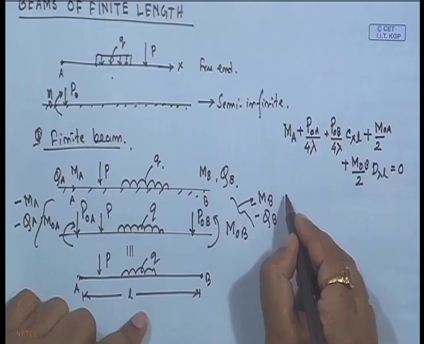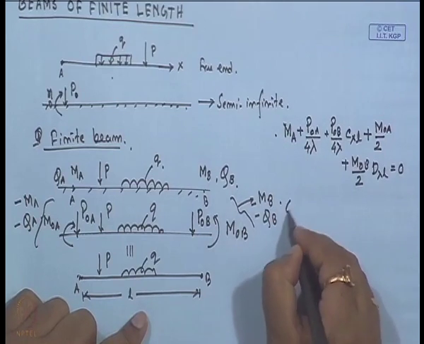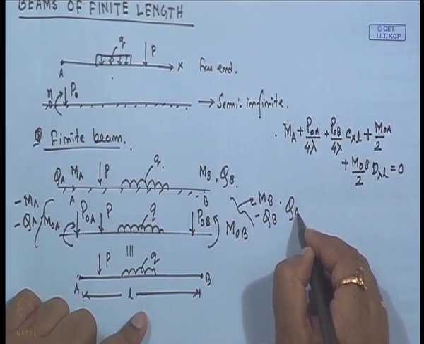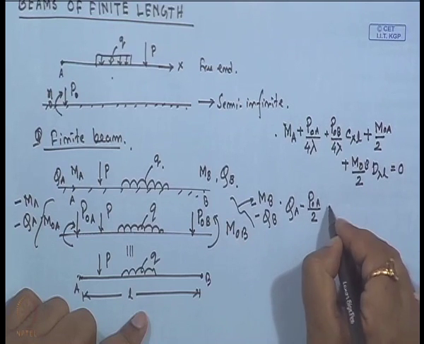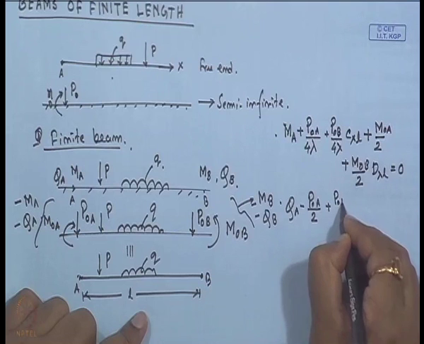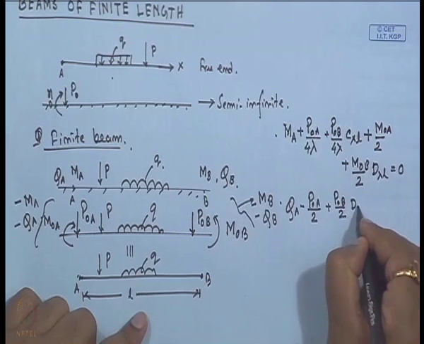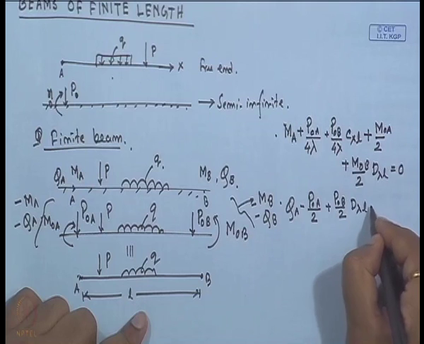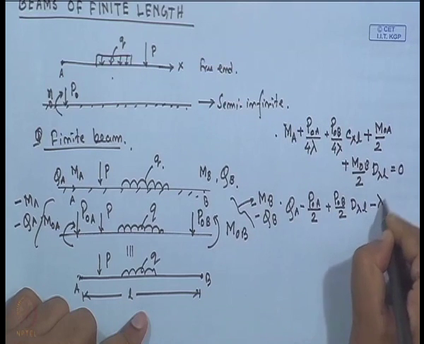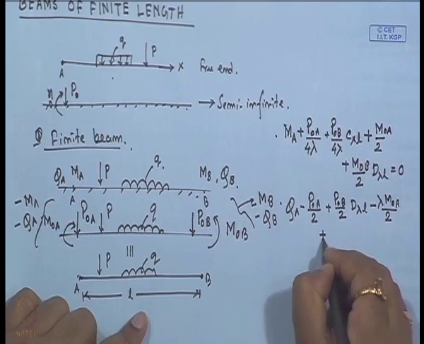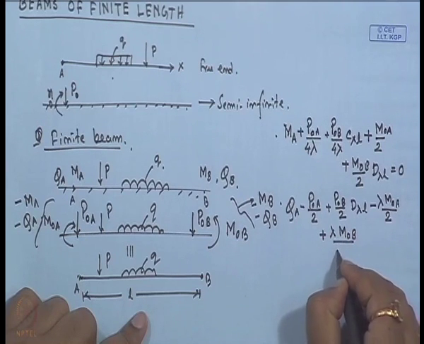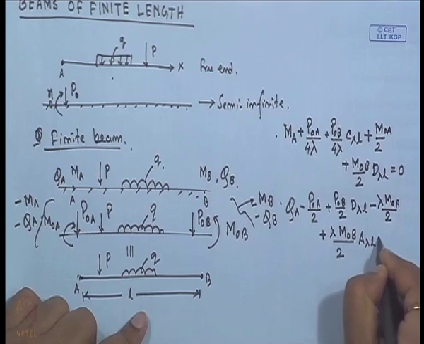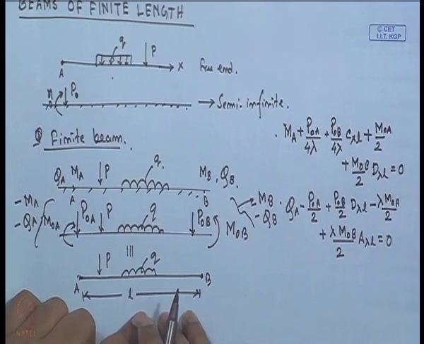Then the next expression that we will get, this is one expression, another expression: Q_A minus P_0A divided by 2 plus P_0B divided by 2 dλL, minus λL M_0A divided by 2 plus λ M_0B divided by 2 dλL, that is also equal to 0.